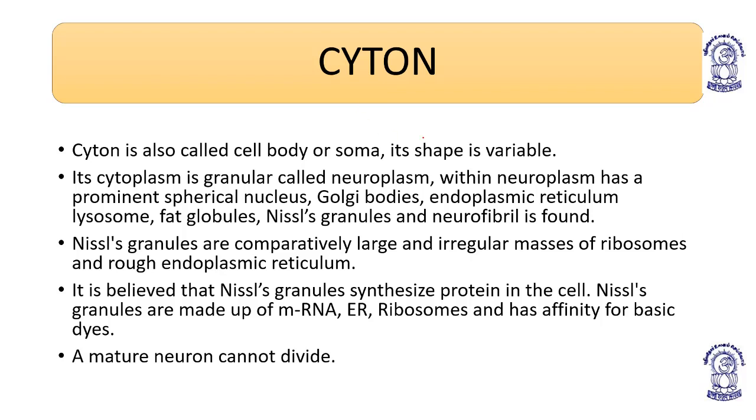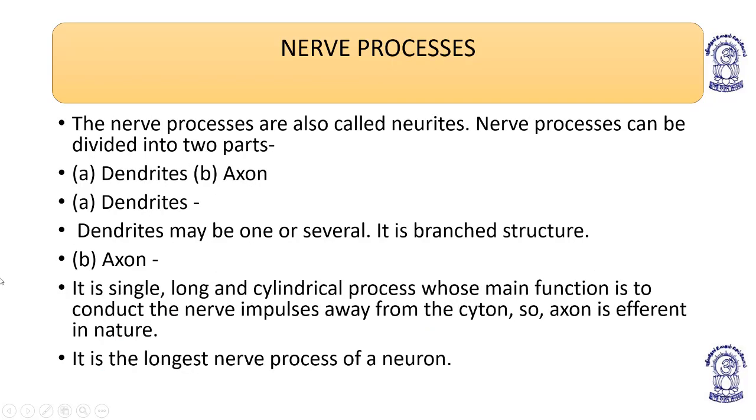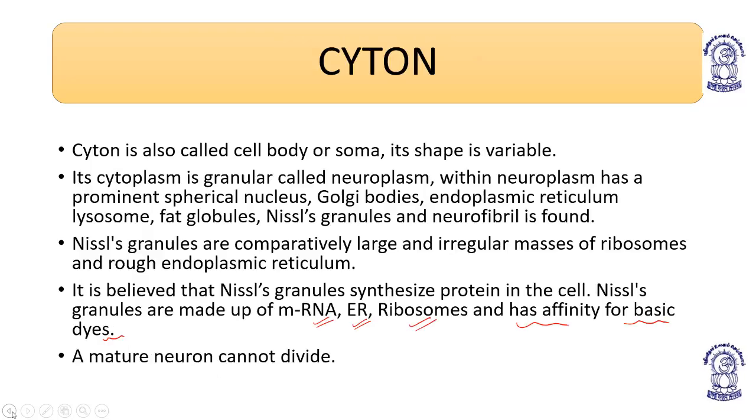It has already been discussed. All the points I discussed. They are made up of messenger RNA, endoplasmic reticulum, ribosomes, and have affinity for basic stain. That is why they are known as what? Basophilic granules. Understood? They are made up of mRNA, endoplasmic reticulum, and ribosomes. A mature neuron cannot divide because of the absence of centriole.